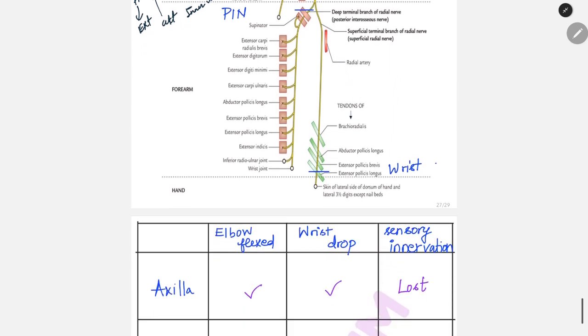Elbow extension cannot take place since triceps is gone, so the elbow is flexed. The extensors are gone, wrist extensors are all lost, so the wrist will be flexed, the wrist will drop. Sensory innervation, will it be present? It is also lost. So all things happen.